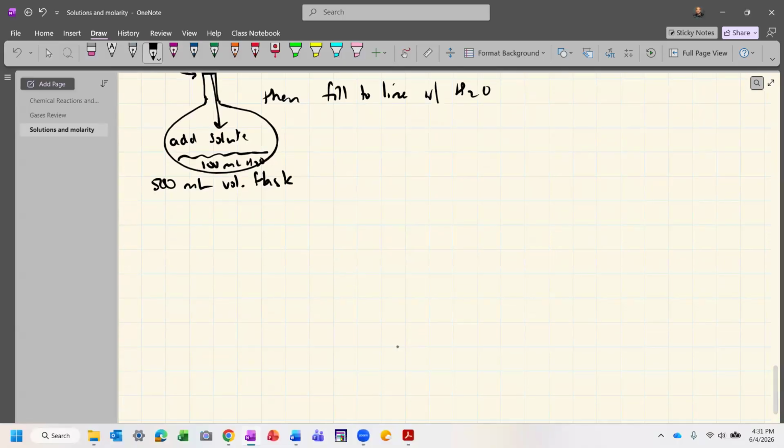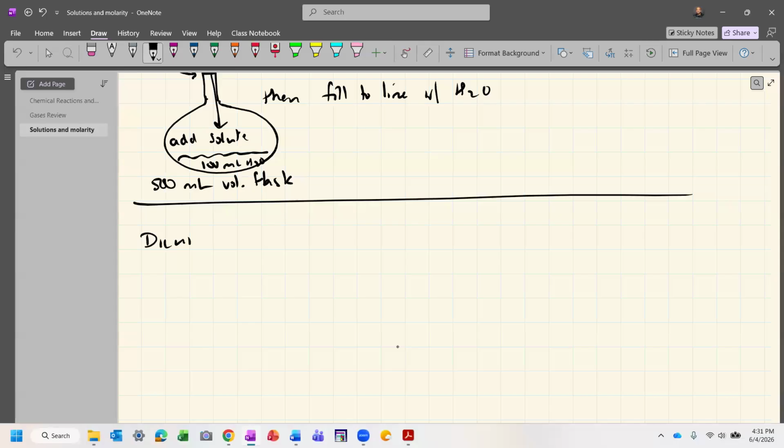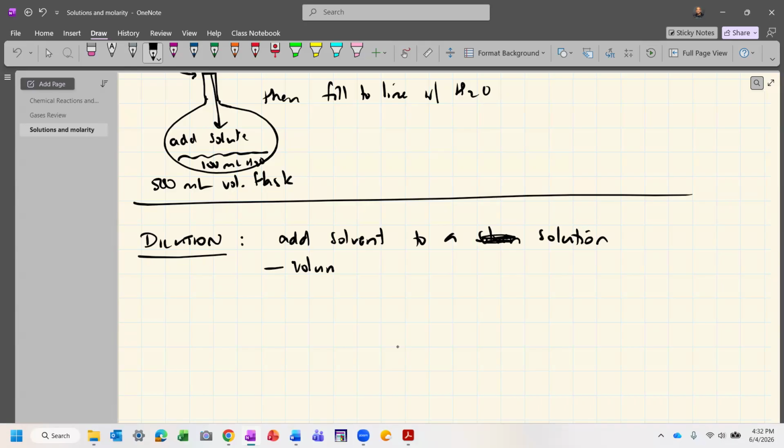Now, the other way that we can make solutions is by a process called dilution. Okay, and when it comes to dilution, what we're doing is we add solvent to a solution. When you dilute something, that is what you're doing. You're adding solvent to a solution. And when you do that, the following things happen. When you add solvent, obviously the volume will increase, right? The volume of the solution will increase.